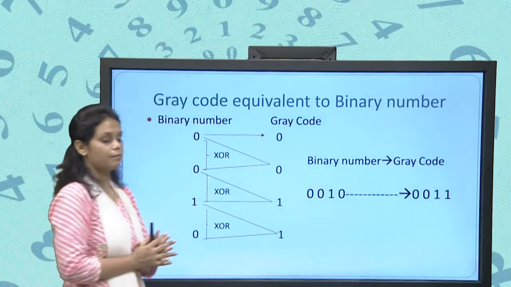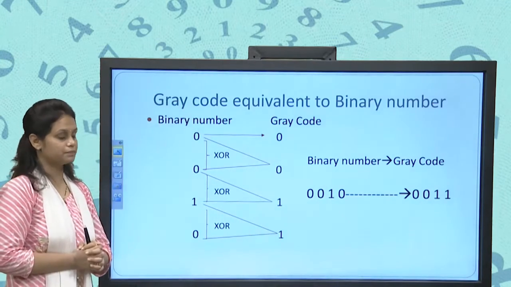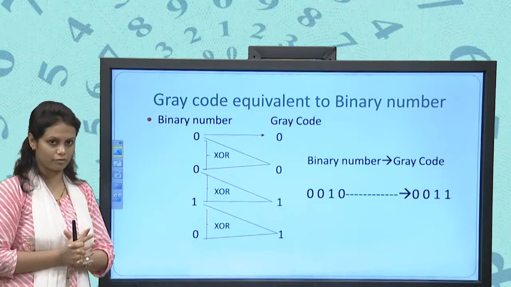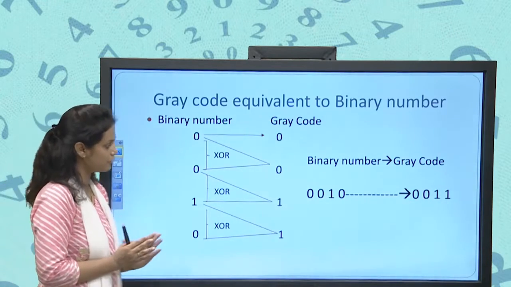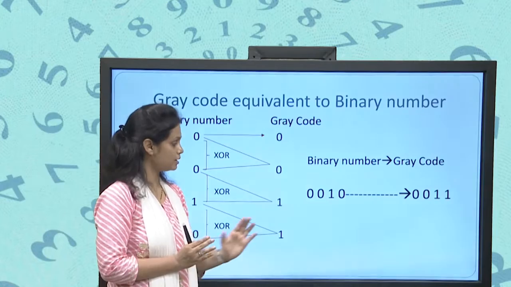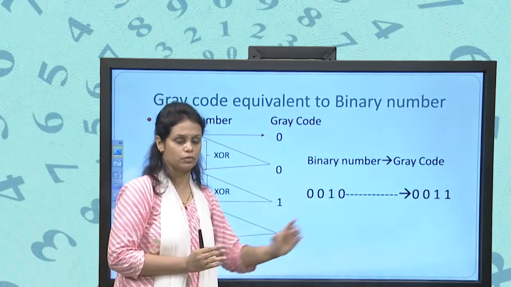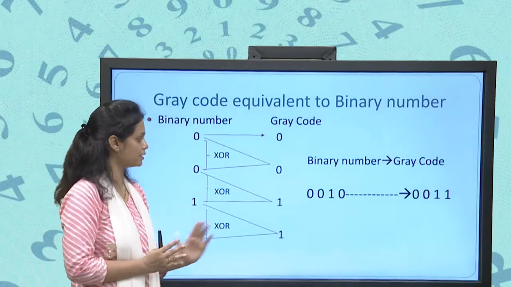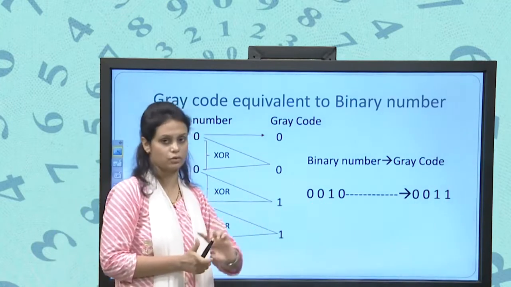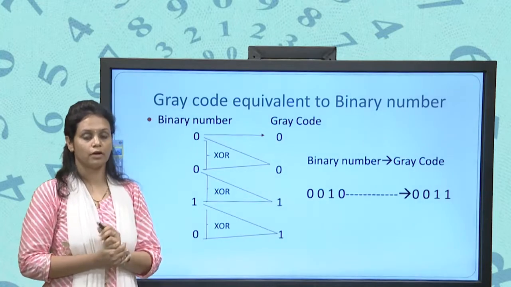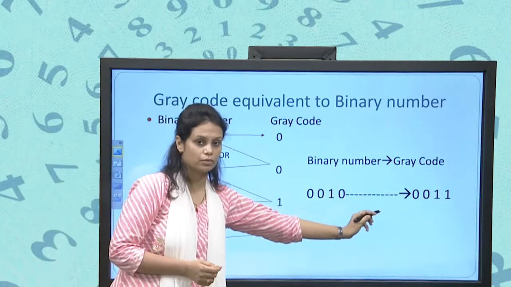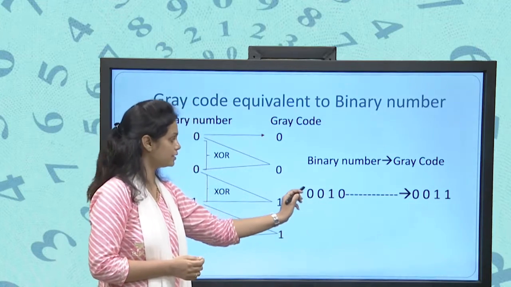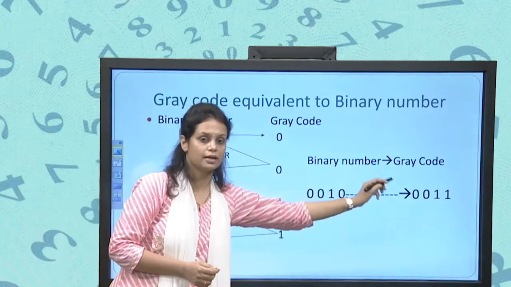Fine. I am repeating the whole procedure. We want to convert a binary number. First of all, what is the input? The input is one binary number, that is 0010. And what do we want to find? We want to convert this binary number to the gray code.